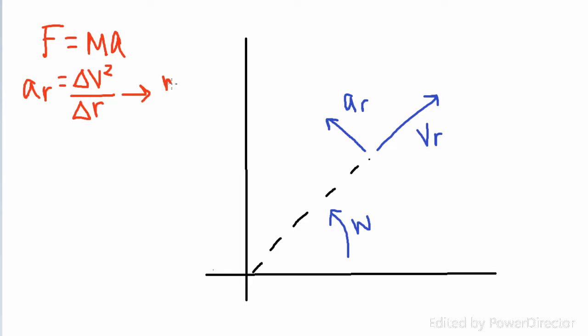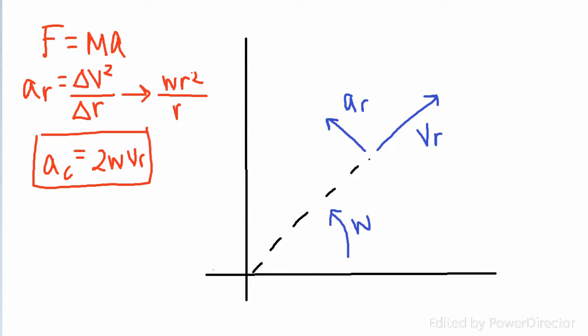We can also substitute angular velocity for the linear speed. After differentiation, we are left with Coriolis acceleration, 2 times the angular velocity times the radial velocity. With this, we then can form the equation for Coriolis force, which is simply just the mass times the Coriolis acceleration.